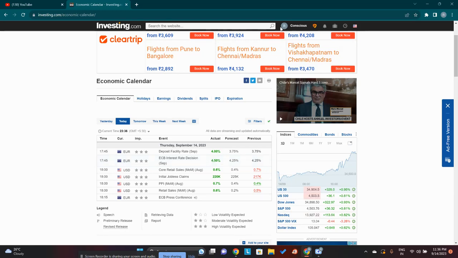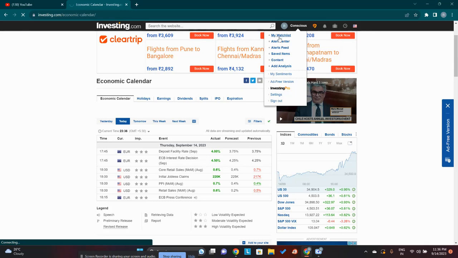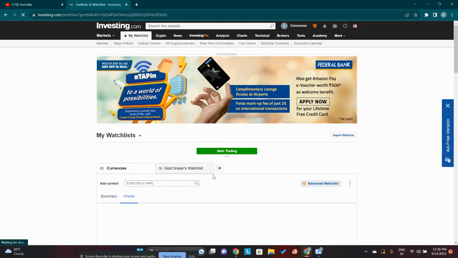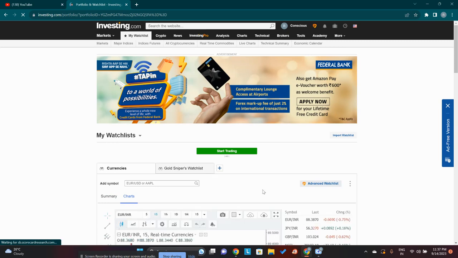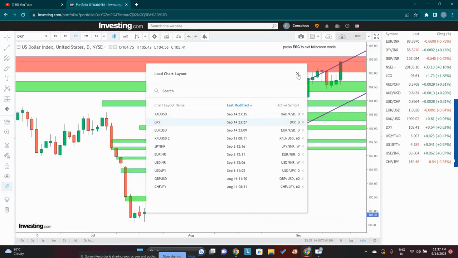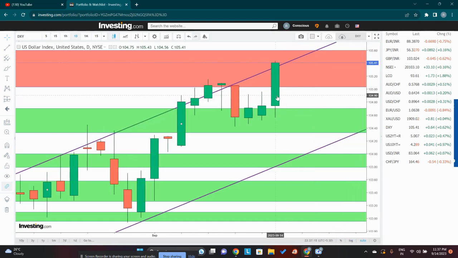This was a pure bloodbath on the euro, and this bloodbath was exacerbated by the news which came from the US, that is the PPI data and the core retail sales. All these data came purely in favor of the dollar, which led to the further downfall in the euro and the rally in DXY. You can see the rally in DXY for yourself. This is today's candle of DXY.